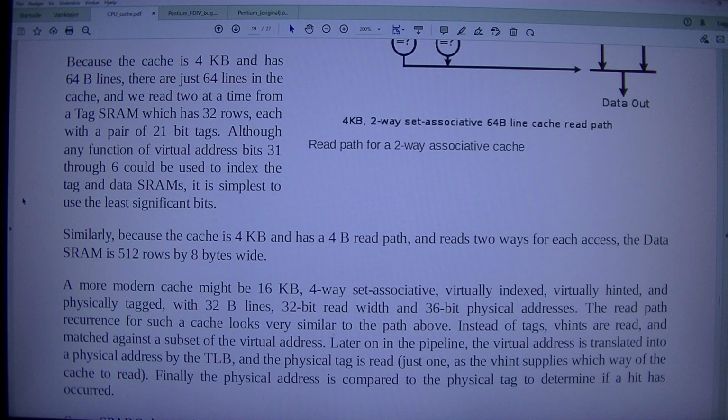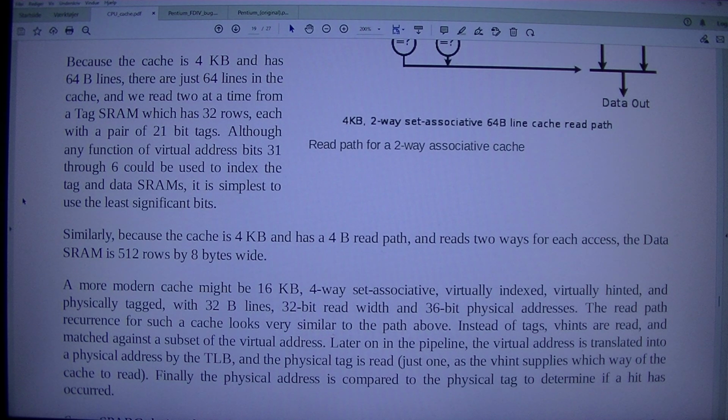It is simplest to use the least significant bits. Similarly, because the cache is 4 kilobytes and has a 4-byte read path, and reads 2 ways for each access, the data SRAM is 512 rows by 8 bytes wide.